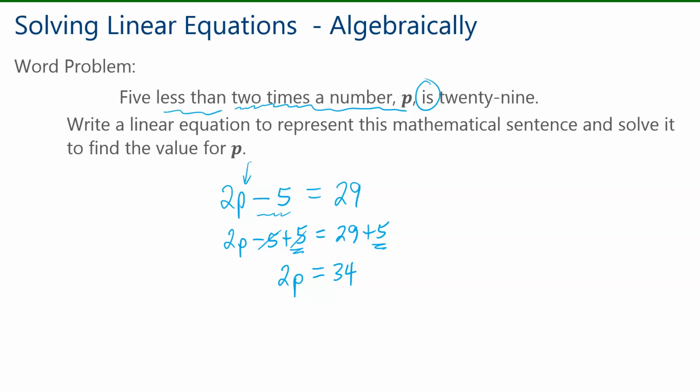We now have 2p equals 34. 2 times p equals 34. The opposite of multiplying by 2 is to divide by 2. And dividing by 2 here isolates our p, our 1p. But if I divide the left-hand side by 2, I must divide the right-hand side by 2, and that will give me 17. P equals 17.